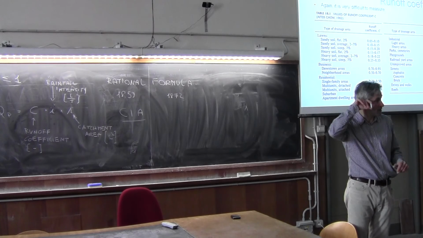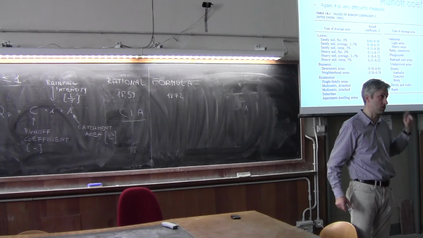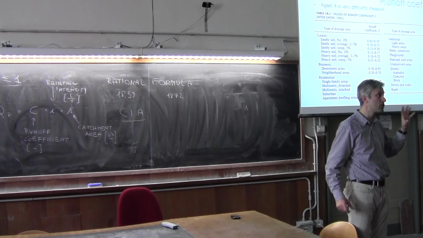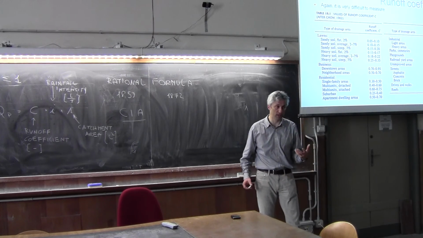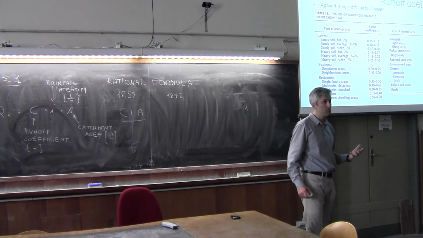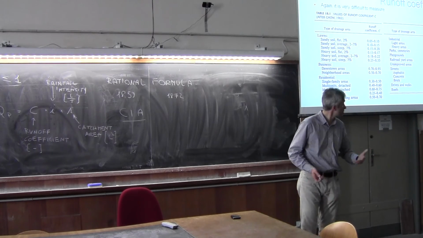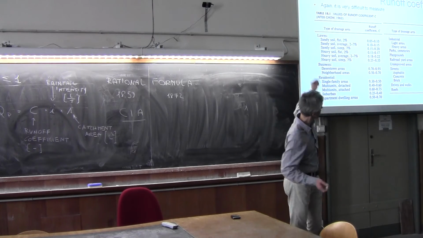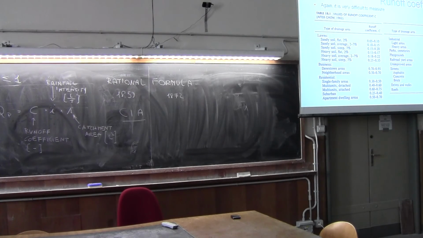The rational formula, I forgot to say, is very used in urban hydrology. You estimate the flow for sewer systems, because it's very reliable, since urban catchments are impervious, so the runoff coefficient is very close to 1. So it's useful, and you can see here some guidelines.